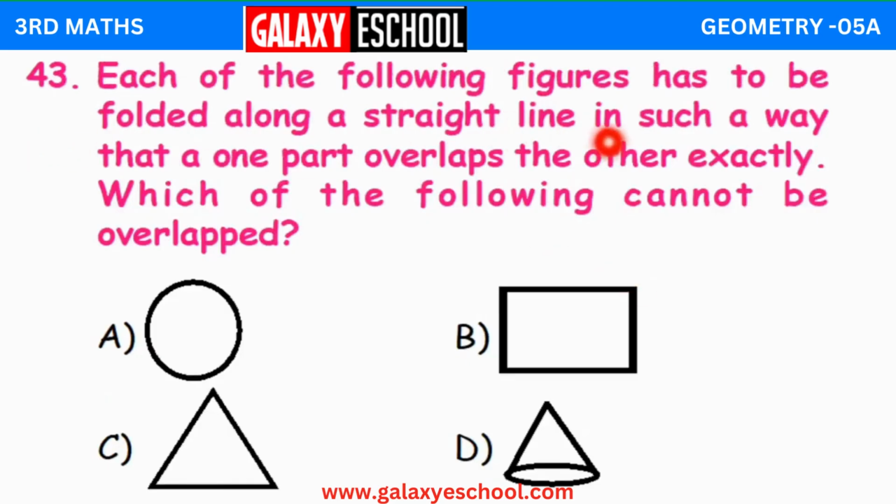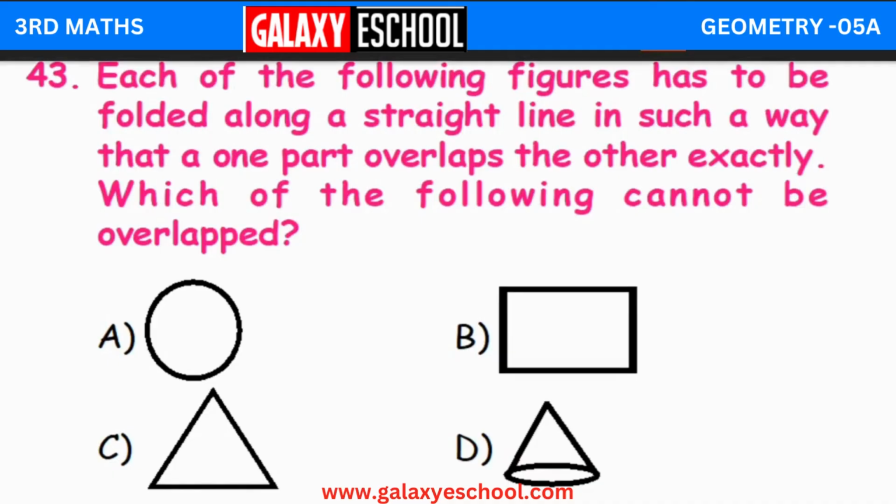Question 43. Each of the following figures has to be folded along a straight line in such a way that one part overlaps the other exactly. Which of the following cannot be overlapped? Overlapped means what? Suppose I am taking the figure A, that is a circle. I am drawing a dotted line in the middle. After drawing the dotted line, I will fold my shape such that it overlaps. This is the left side, this is the right side, so that the left side is completely placed on the right side.